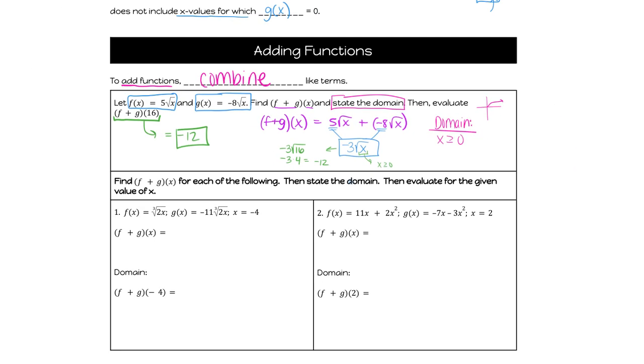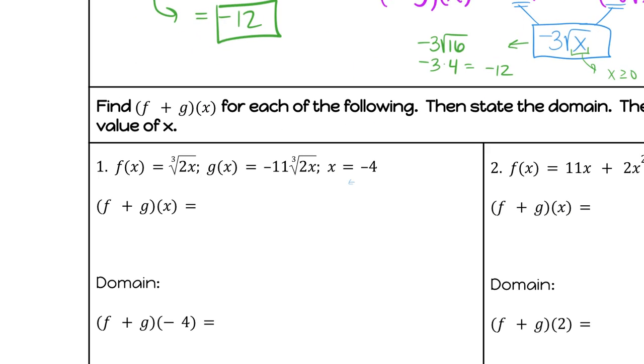Okay, we're going to do a couple more examples. So for each of these, we're going to do the same three things. We're adding the functions together, then we're stating the domain, and then we're going to evaluate that new function for that given value of x. So let's go ahead and look at number 1.